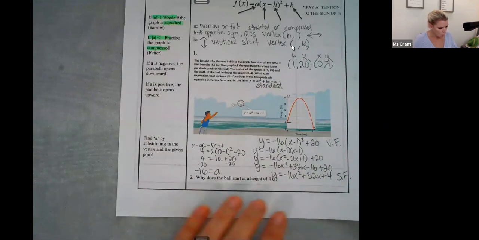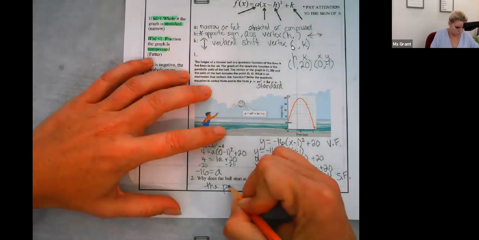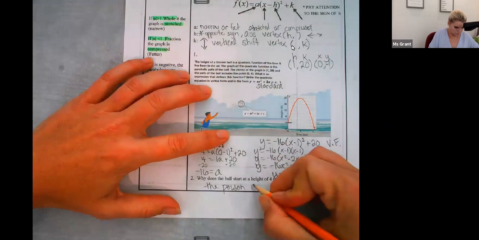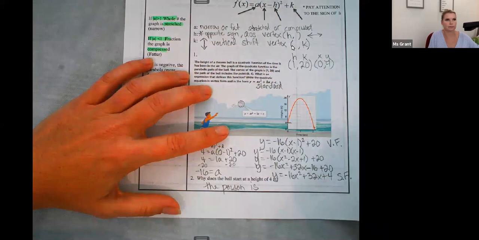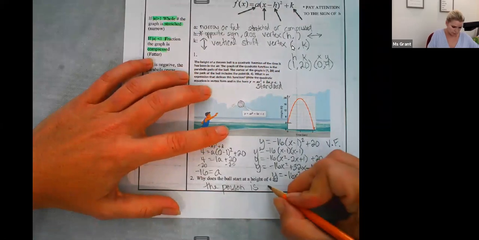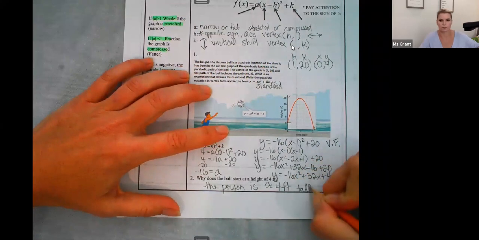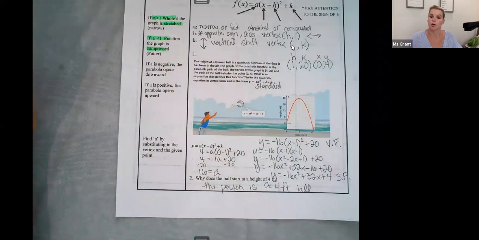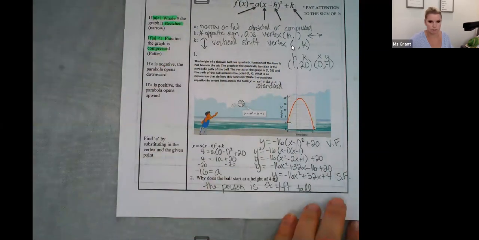Then it says, why does the ball start at a height of 4 feet? Because the person is 4 feet high. We could say that person is that high off the ground, or the ball starts in the person's arm, or the person is approximately 4 feet tall. Okay, again, if you need to pause during this video, please pause, that's fine. Otherwise, let's move on.